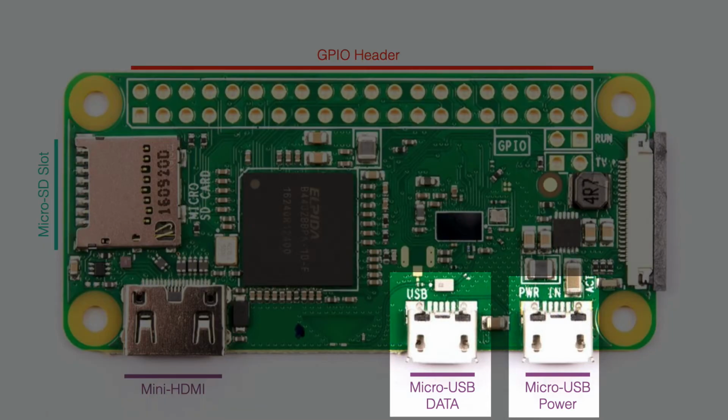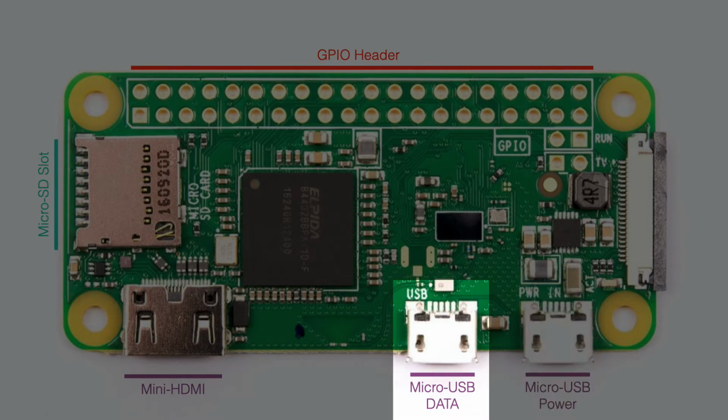Then, to the right of that, there are two micro USB ports, and this is really important. The first one, the one on the left, is the data port. This is what you'll be using to transfer software programs that you write to the Pi Zero. Now, you can tell this one because right above it is a white label of USB.